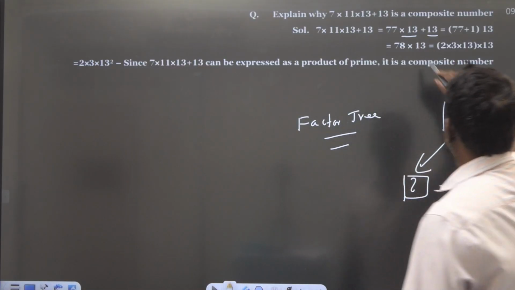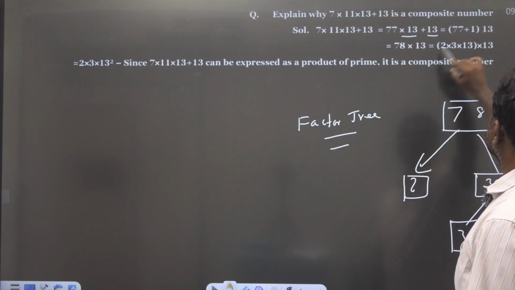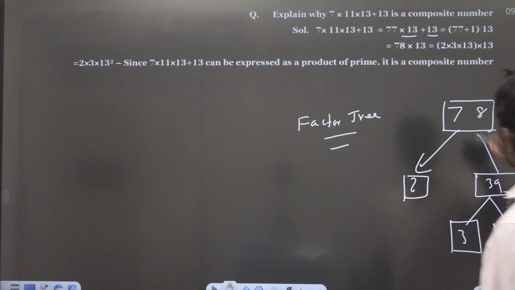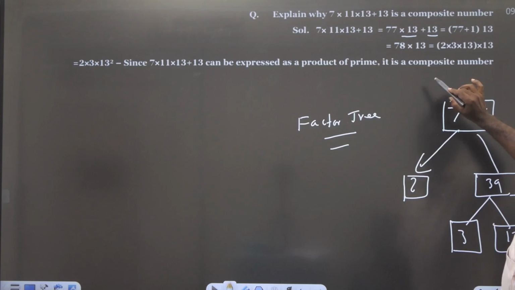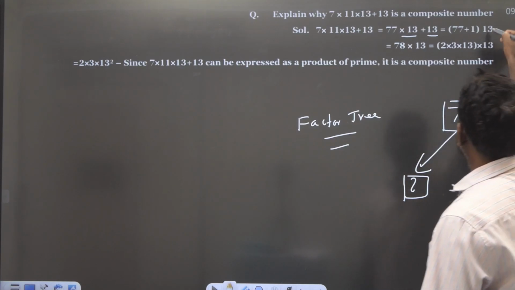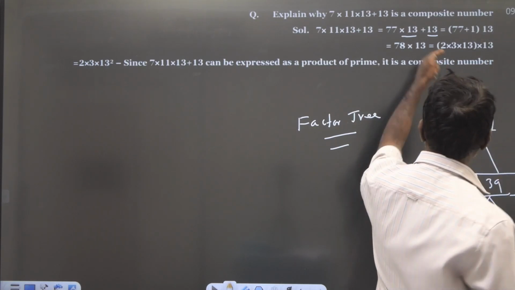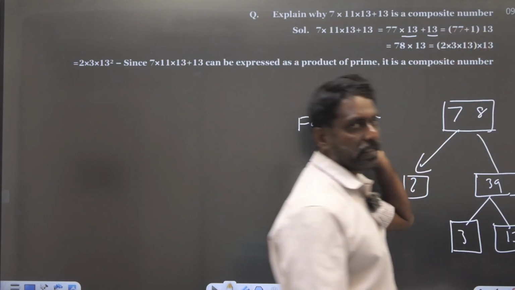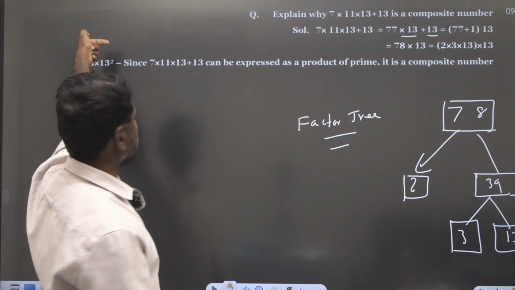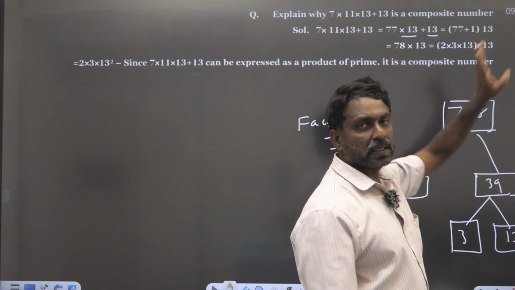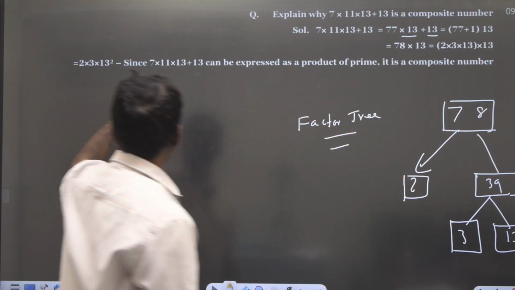That is 78 into 13. Again, 78 can be factorized into 2 into 3 into 13. These are the factors. 2 into 3 into 13, into this 13. That means 2 into 3 into 13 square. 13 into 13 is 13 square. Okay, full stop.